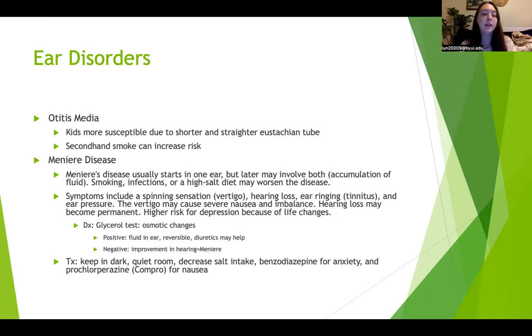Okay, treatments are keeping the patient in a dark, quiet room, decreasing salt intake, benzodiazepines for anxiety, and prochlorperazine or Compazine for nausea.